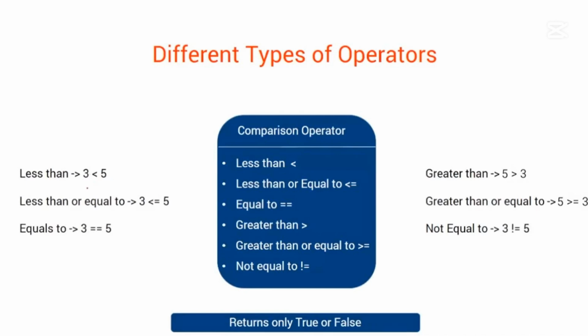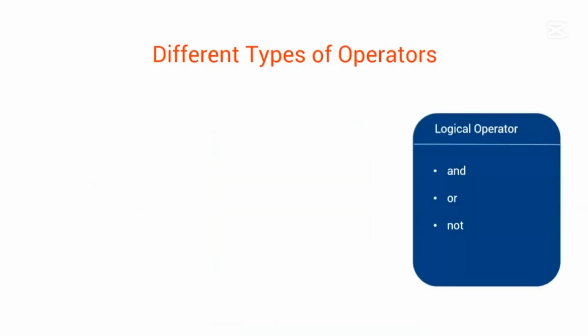So for example, when we check 3 is less than 5, it will return true, and if we check whether 3 is greater than 5, it will return false. So this was all about comparison operators. Let's move to the last kind of operators, that is the logical operators. There are basically three kinds of logical operators: and, or, and not. Let's study them in detail.